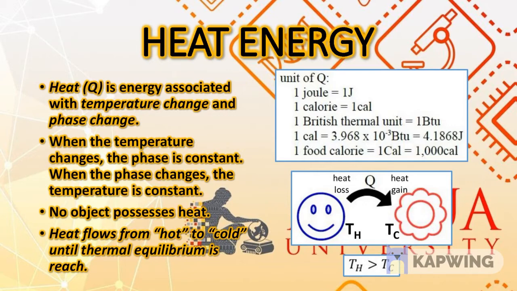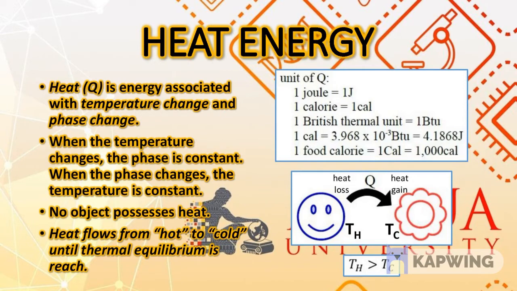When the temperature of an object changes, the phase is constant. When the phase changes, the temperature is constant. Note that no object possesses heat energy. Heat energy is energy in transition. It is always flowing from one object to another.